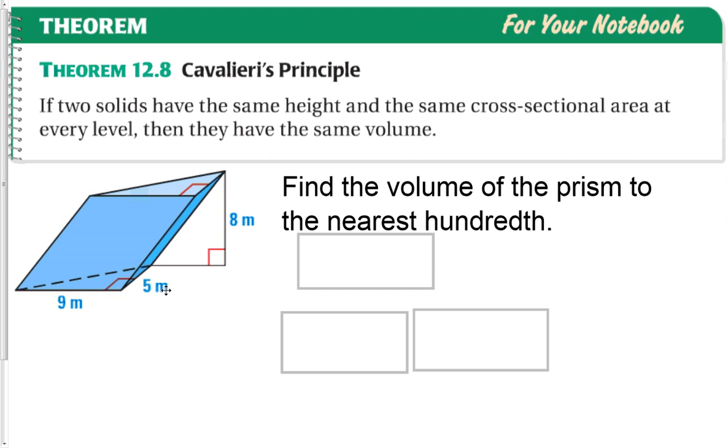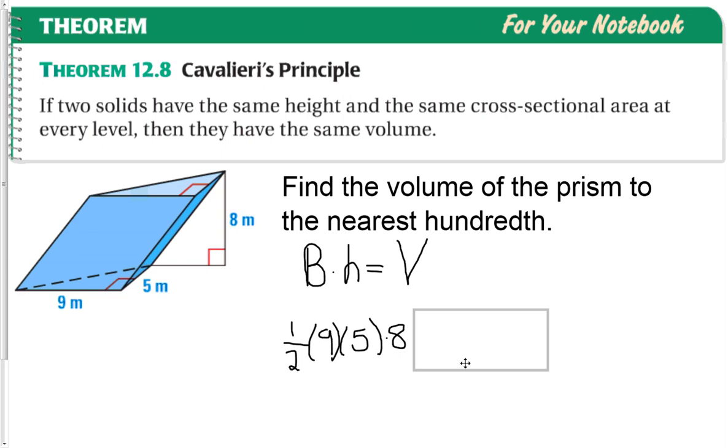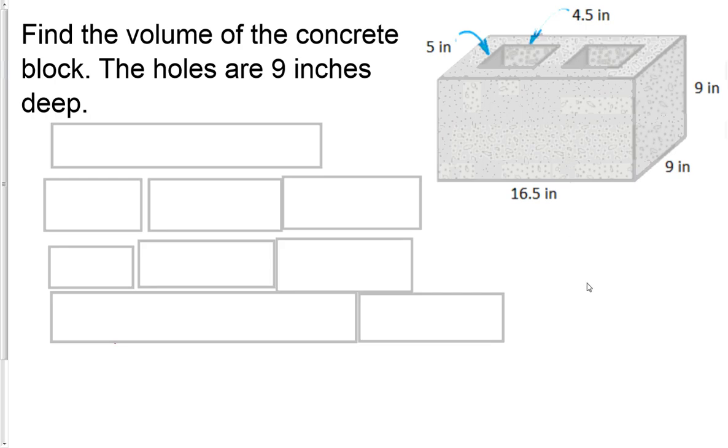So we just do, okay, area of the base is half 9 times 5, height is 8, and so you're just plugging it in. Half 9 times 5 times 8, so that gives you 20 times 9, which is 180 meters cubed.